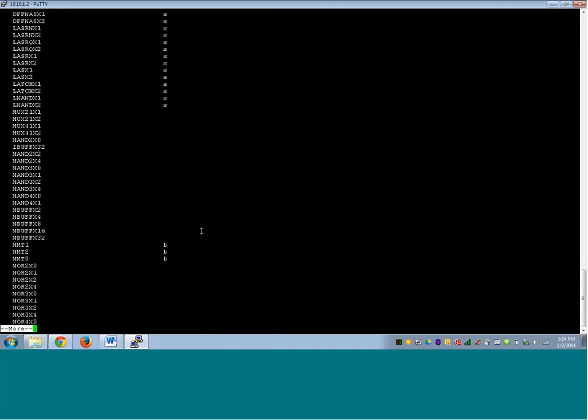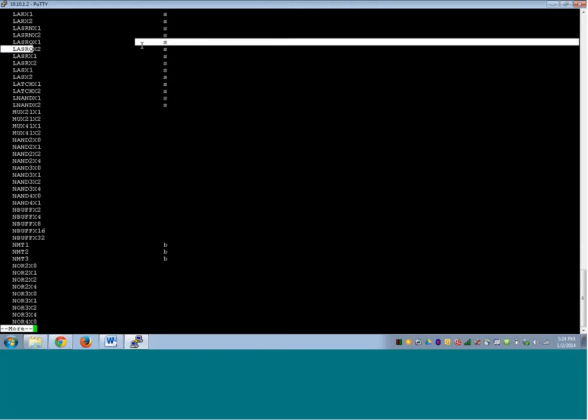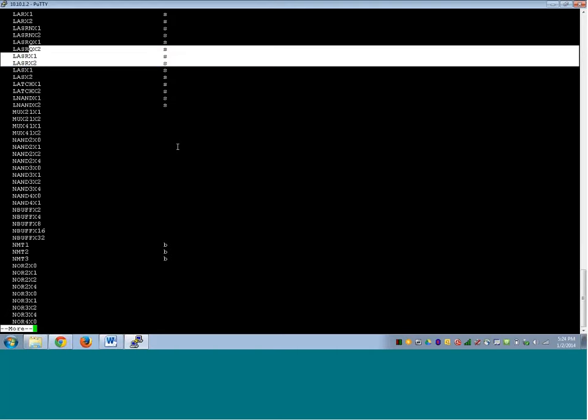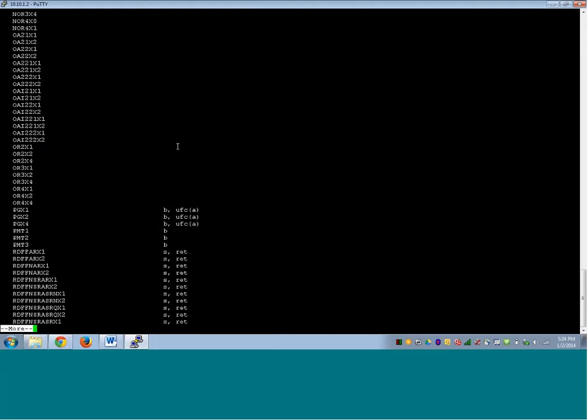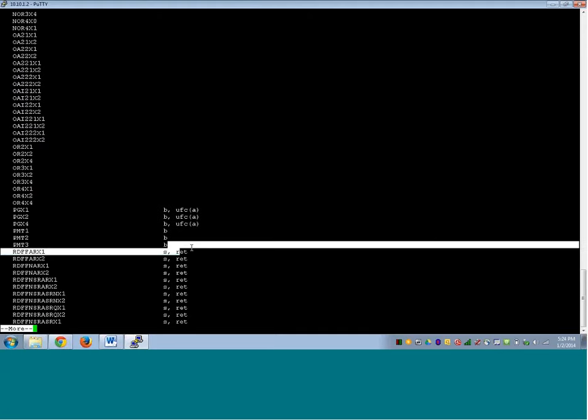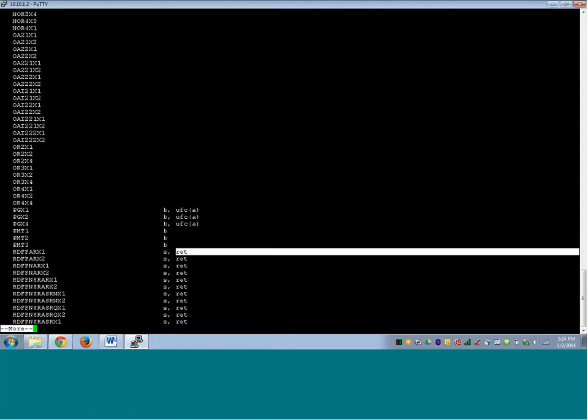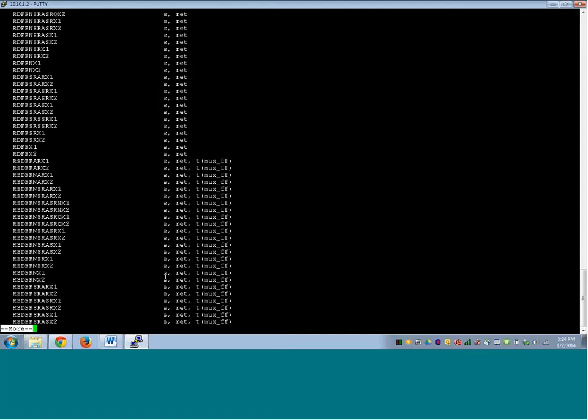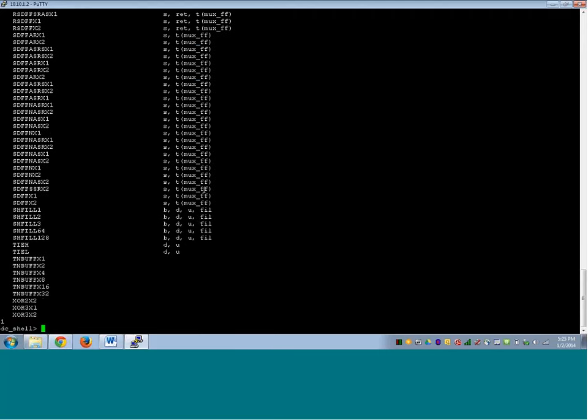So S, I guess, means sequential cell, because all the latches are attributed as S. This is a retention kind of cell. So there are a lot of special kinds of cells. This cell is a scan cell, a scan type of cell, and so on. So report lib will give you everything.